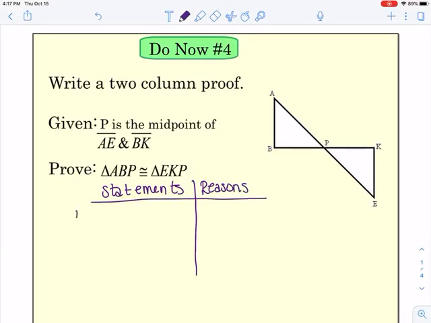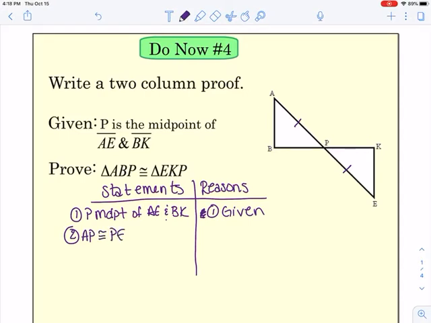Okay, again, first thing that's going in here is our given. So P is the midpoint of AE and BK. And that is because it was given. Okay, and again, we want to prove the 2 triangles congruent. So let's see what happens if P is the midpoint of AE. If P is the midpoint of AE, that means it cuts AE into 2 congruent pieces, which means that AP is going to be congruent to PE.